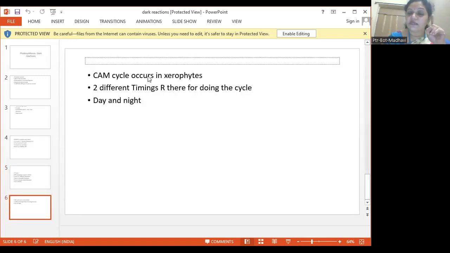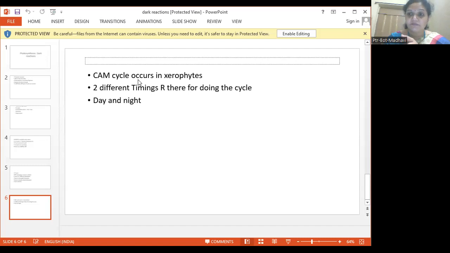Next comes the CAM cycle. CAM cycle means crassulacean acid metabolism, which is going to be seen only in the true xerophytes. In this one, the process occurs at two different timings in the plant body. The first one starts in the dark, during the night time, and the second one occurs in the daytime. In the night time, they will do the photosynthesis by absorbing the carbon dioxide, and the conversion of the phosphoenol pyruvic acid into the oxaloacetic acid and the malic acid will occur.